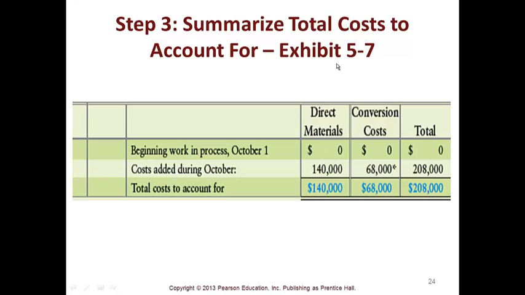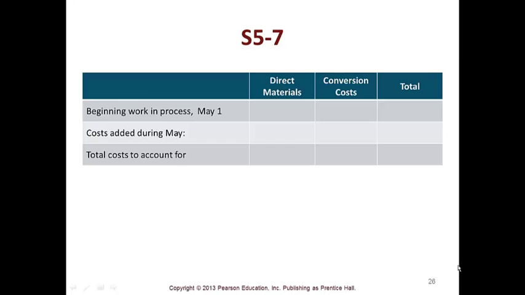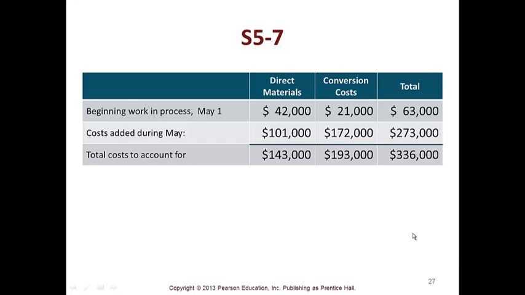Okay, going back to Exhibit 5-7, here you have your direct material and your conversion costs and your total. So if you're looking at Exhibit 5-7, you can see the information in the actual exhibit. So you summarize the direct materials, the conversion, giving you total cost to account for. Let's do S5-7. In S5-7, they give you certain information. They give you the amount of information that you need to fill in the chart.